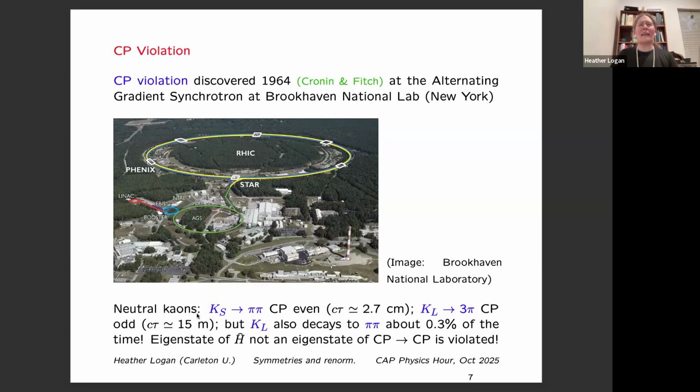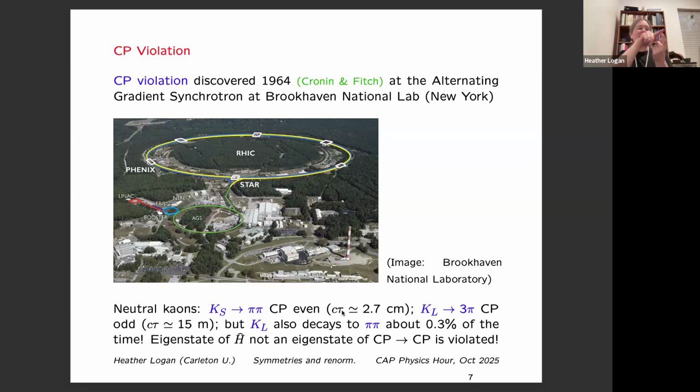And of the neutral kaons, there's two of them. They can be classified, and I'll explain a little more about this on the next slide, as K short, which decays to 2 pions and is CP even. So a single pion is CP odd, the 2 pion system is CP even, okay? It's called K short because it has a relatively short decay length, only about 3 centimeters. C tau is the lifetime, the time constant in the exponential decay. C tau translates that into a length.